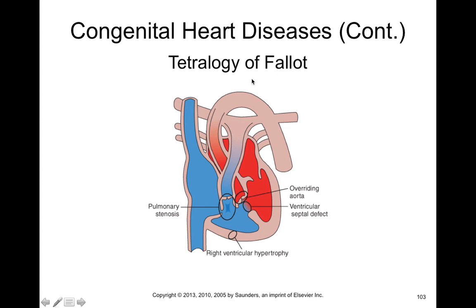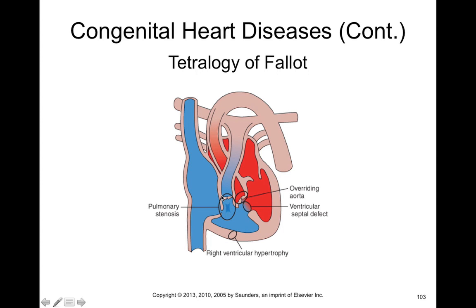Now, Tetralogy of Fallot is where you have pulmonary stenosis and a ventricular septal defect, and those together are called Tetralogy of Fallot. This is where we have a mixing of blood back and forth. Pulmonary stenosis here can lead to more blood being pumped into the left side of the heart from the right ventricle, instead of continuing out through the pulmonary trunk. Because we have this overriding aorta, the aorta can also pick up deoxygenated blood from the left ventricle, so you get a mixing of blood.